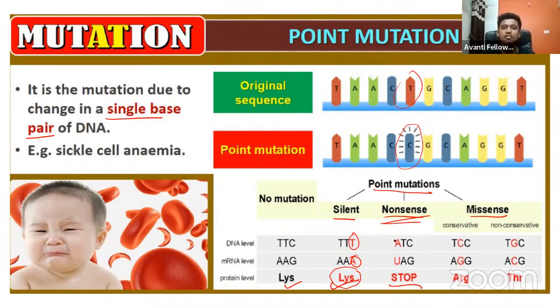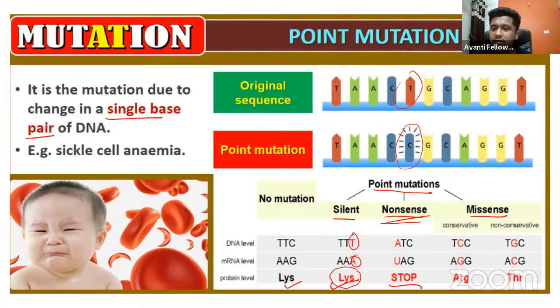So what are nonsense point mutations? Whenever there is a change in a gene sequence that results in creating no amino acid, there is no amino acid added in the sequence. Usually that doesn't happen. So whenever the sequence is telling there is no amino acid, that leads to nonsense point mutations, or stop point mutations.